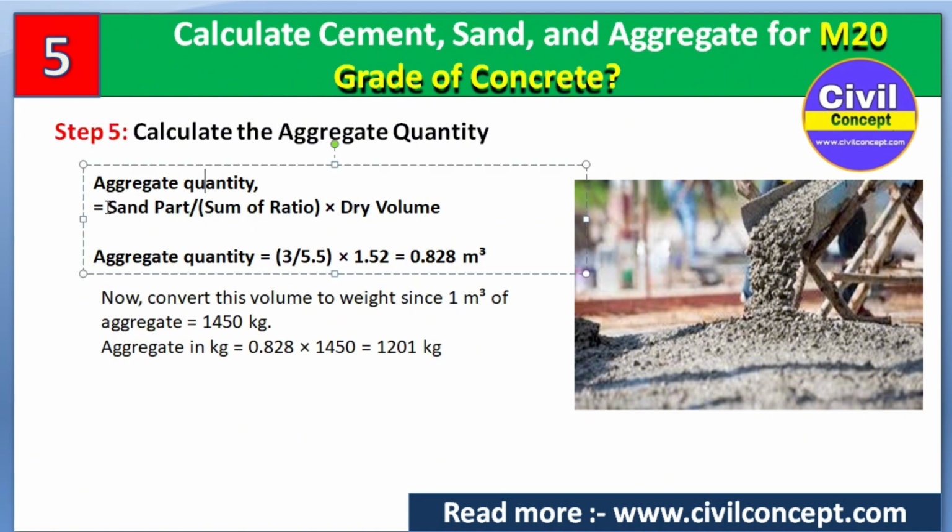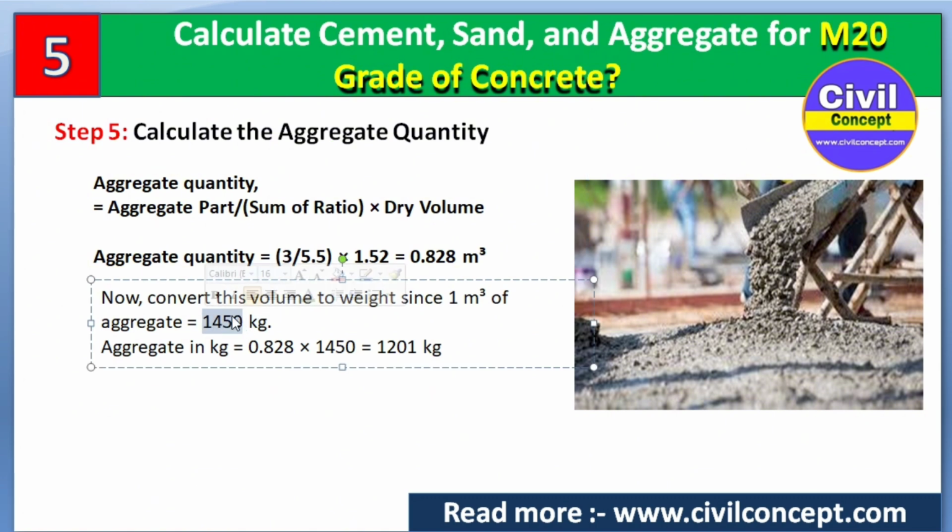Similarly, we will use the formula part of sand, and here you have to write aggregate part. So aggregate part divided by sum of ratio into dry volume, and again if we put in the values, we get 0.828 meter cube. Its density is 1450, or it may be higher or lower. You can use it according to your area and chart. So aggregate in kg will be, if you multiply it with density, 1201 kg of aggregate.